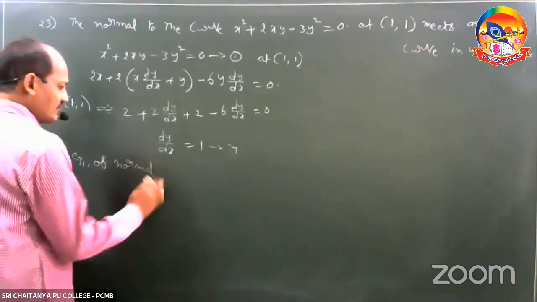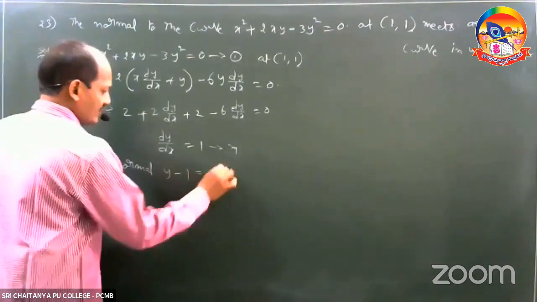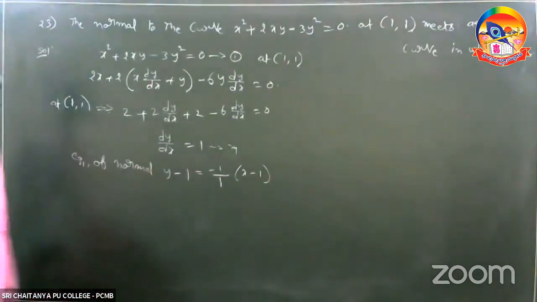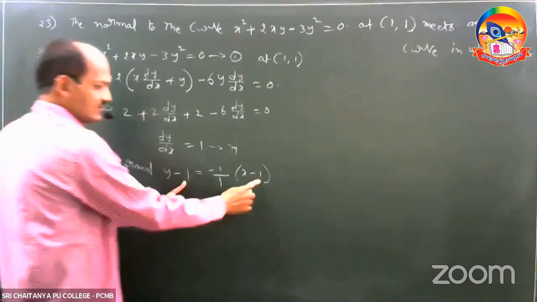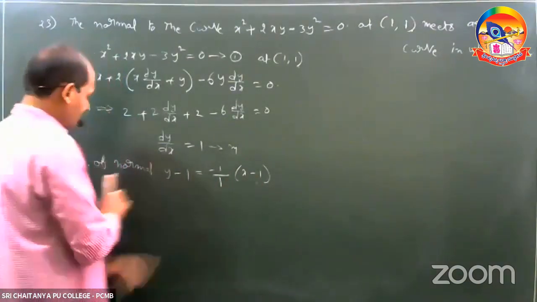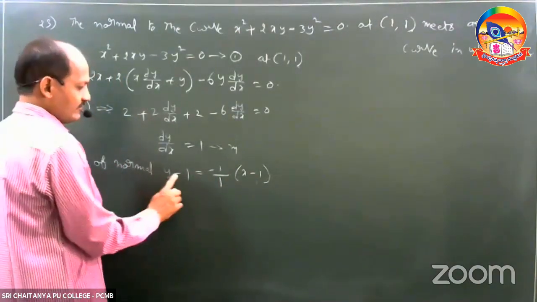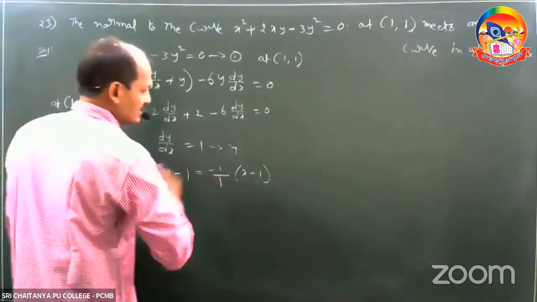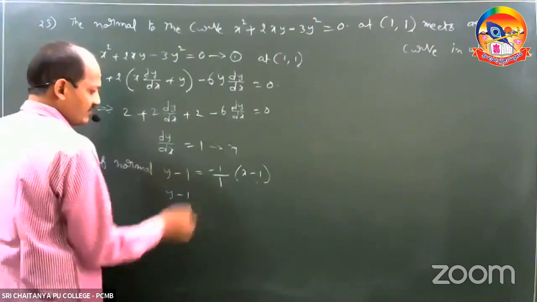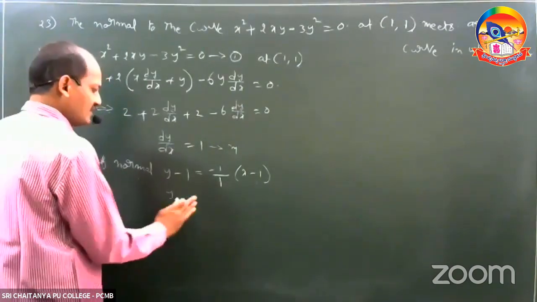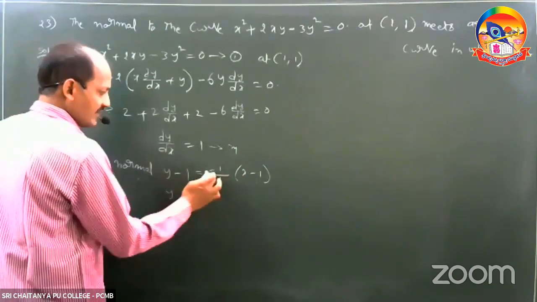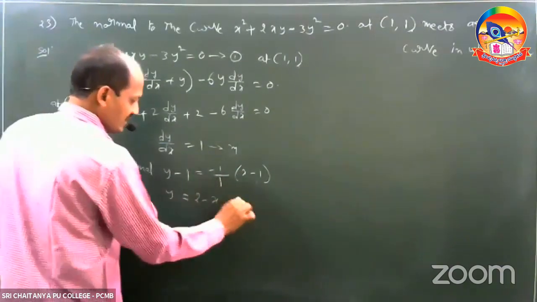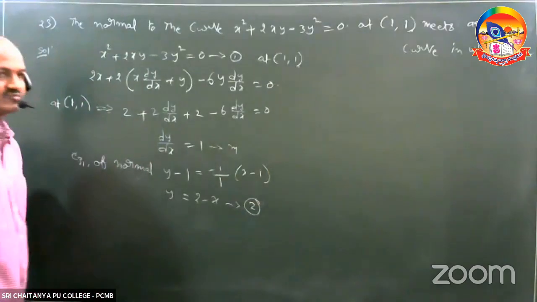How to find the equation of the normal? y minus y1 equals minus 1 by m into x minus x1. Here x1, y1 is 1, and the slope is 1. So y minus 1 equals minus x plus 1, that is y equals 1 plus 1, 2 minus x. It is the equation of the normal.